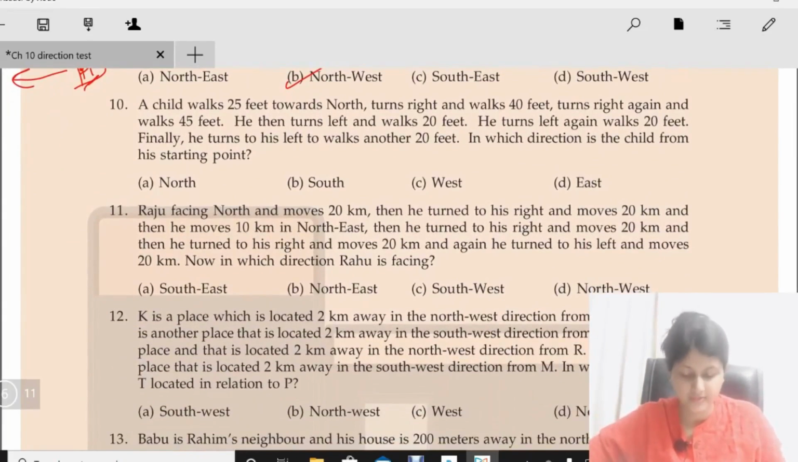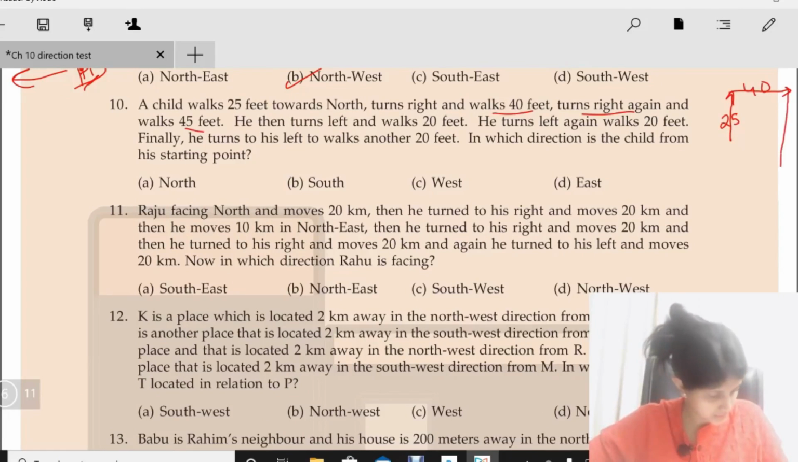Question number 10. A child walks 25 feet towards north, turns right and walks 40 feet, turns right again and walks 45 feet. Sorry, 45. He turns left and walks 20 feet. Okay, so he is walking here 20 feet.